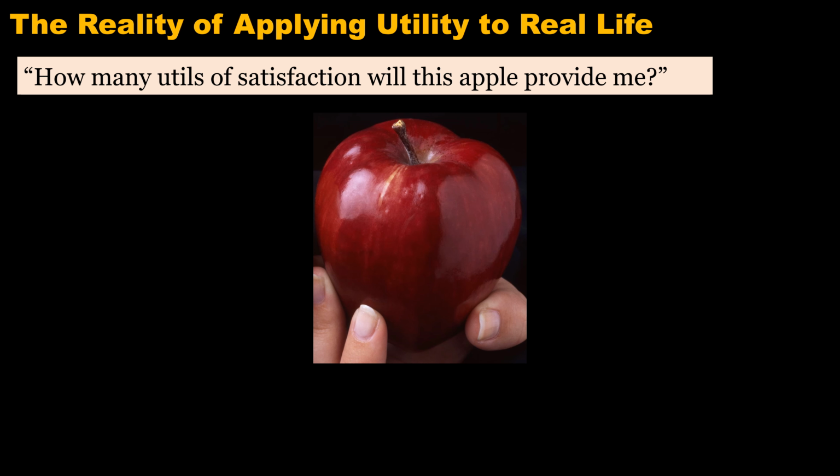Of course, life is not as simple as the economists may lead you to believe. Utility and marginal utility are easier to apply when the decision is what to buy now. But you are not going to look at an apple and ask, how many Utils of satisfaction will this apple provide me? You will just decide whether you want to spend the money for an apple right now.